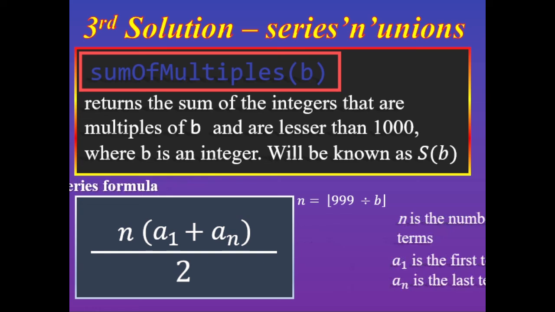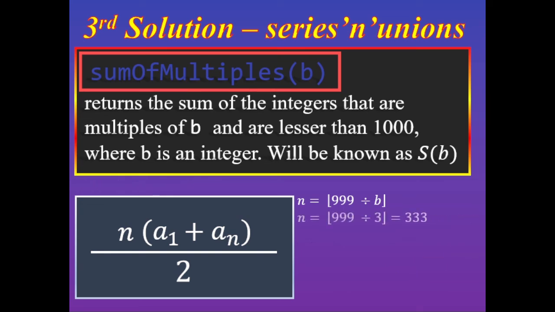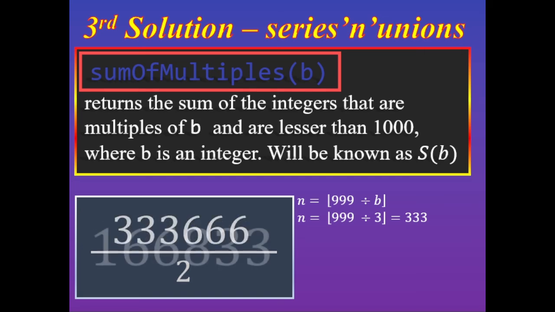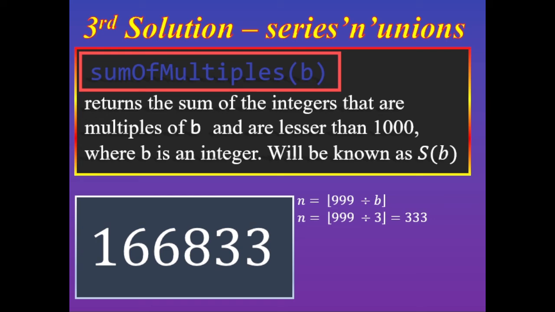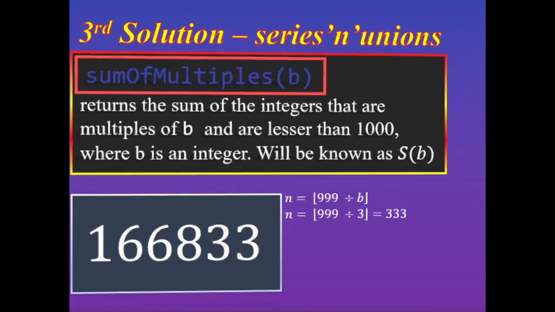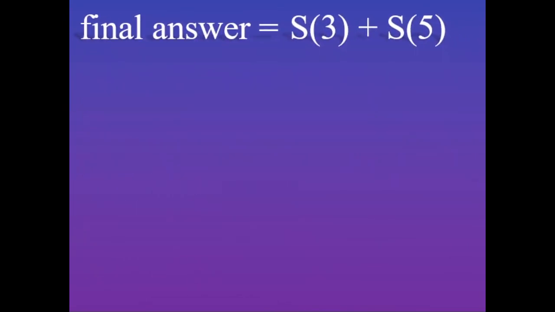If b were to be equal to 3, then n is equal to 333. A sub 1 will be equal to 3 because 3 is the first multiple of 3. A sub n is the 333rd multiple, which should be 999. We then evaluate the numerator, then divide it by 2 to get 166,833. Wow, that's big. Should the final answer be equal to S3 plus S5?